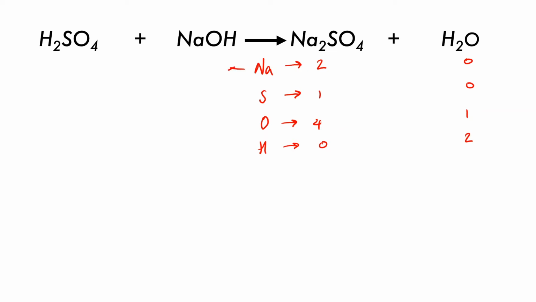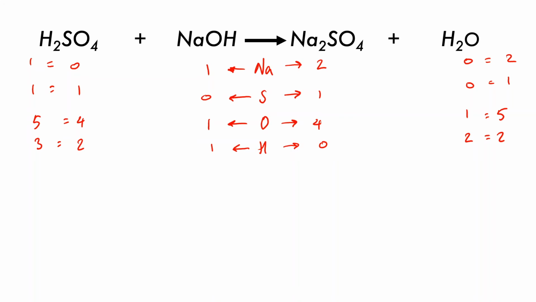And then on the reactant side, for sodiums, we have 1 and 0. For sulfurs, we have 0 and 1. For oxygens, we have 1 and 4. And then for hydrogens, we have 1 and 2. So the totals right now are going to be 2, 1, 5, and 2. And then on the reactant side, we have 1 and 1 and 5 and 3.